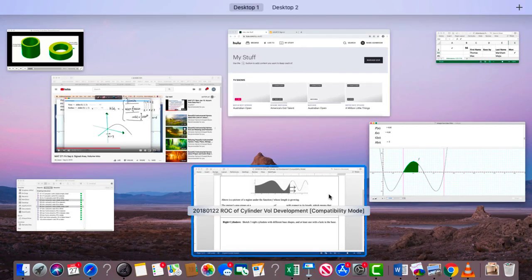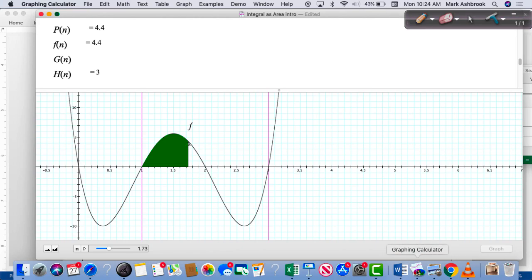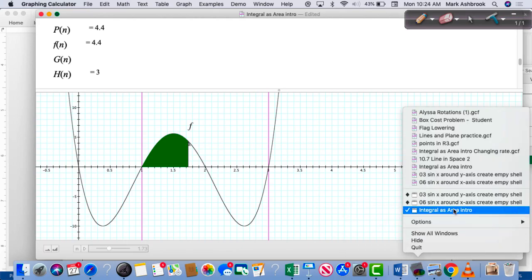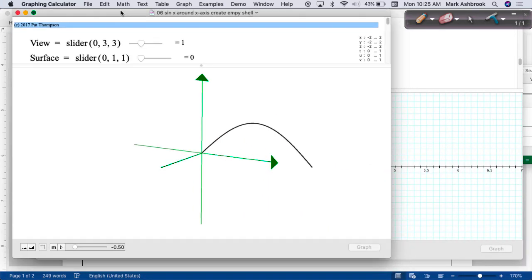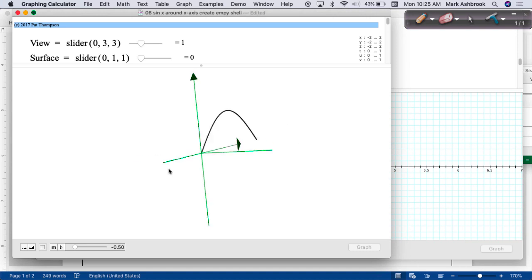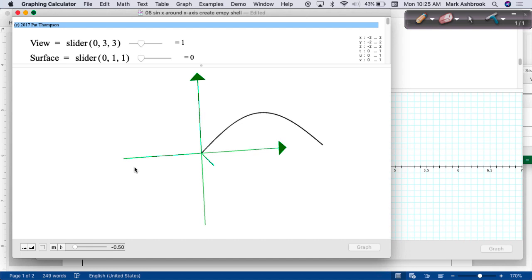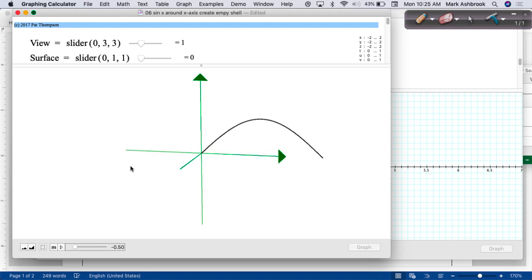Here's how this is going to work. There are other ways of creating volumes, but here's a common way, and that is to take a function. So this is sine of x from 0 to pi, on the x-axis and y-axis. I'm going to take that curve and rotate it around the x-axis, and it's going to create an empty shell.